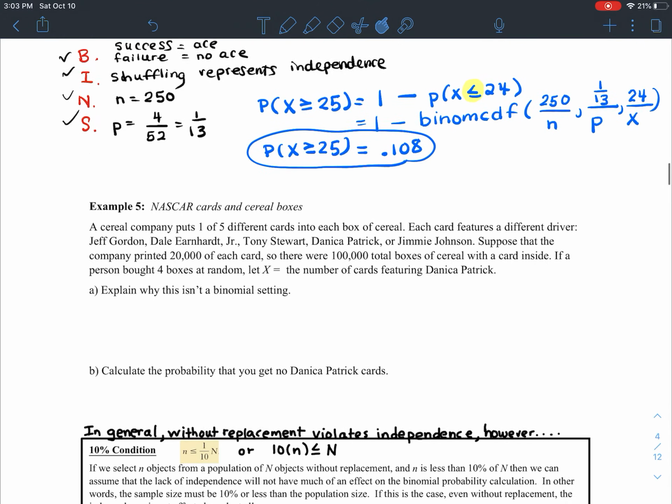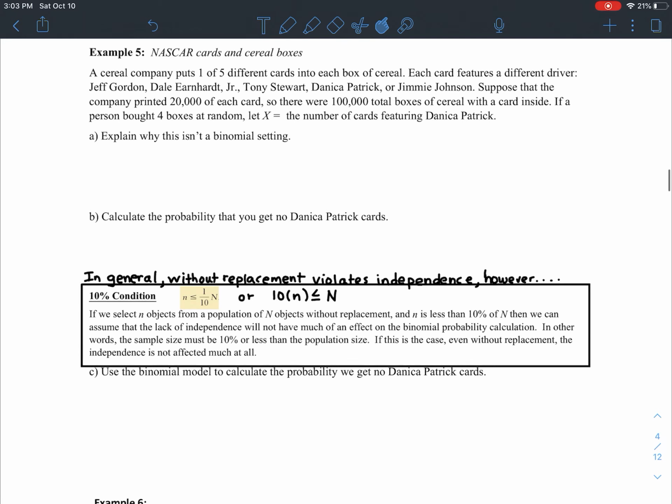Looking at this next example, this is really going to unveil what will prove to be a very, very important condition that we need to know and use for many future chapters, particularly in the latter half of this year.